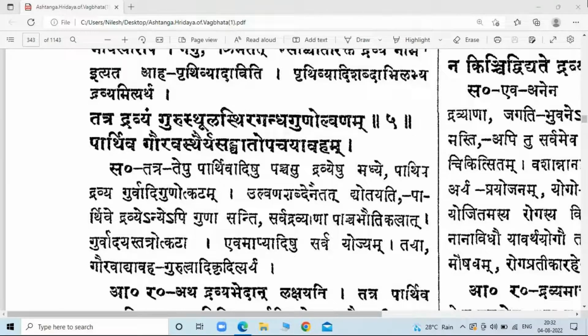First, para and apara. Para-aparatvam. So this para and apara, in their original context, reflect remoteness and proximity. So para and apara are the gunas which indicate remoteness and proximity in their basic idea, in their basic context.